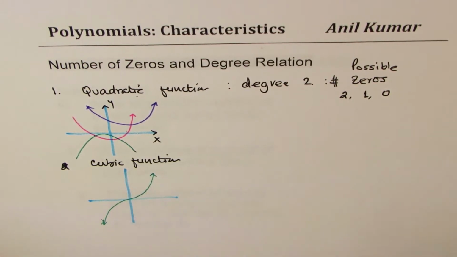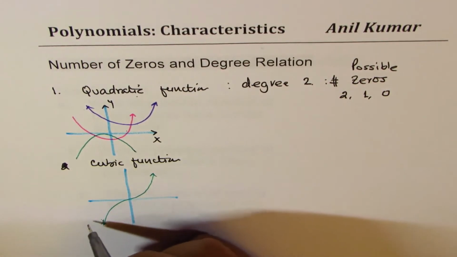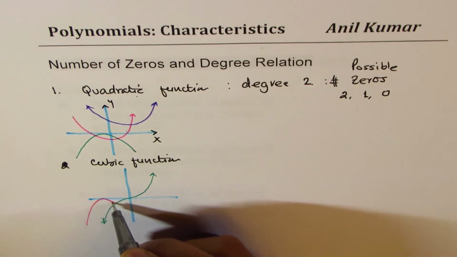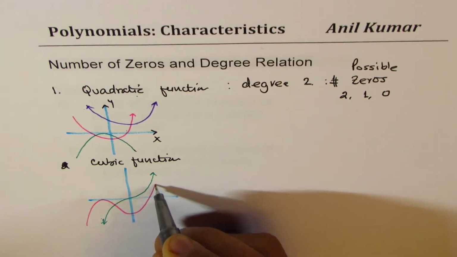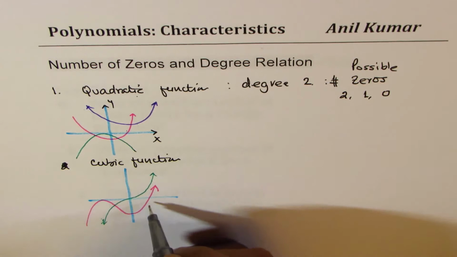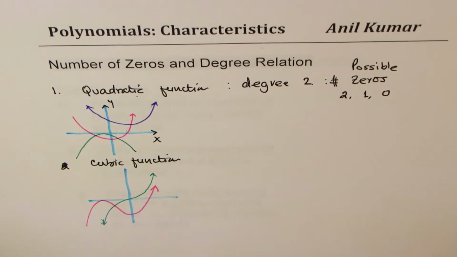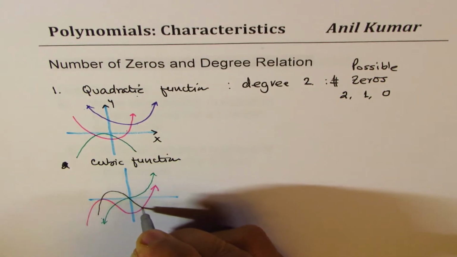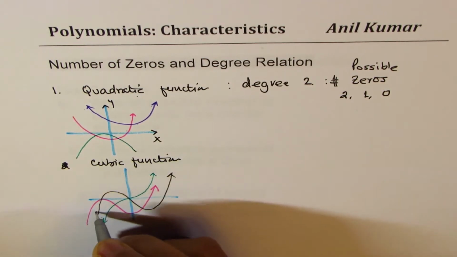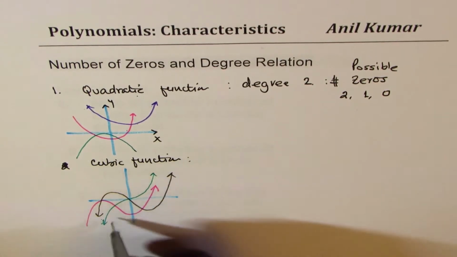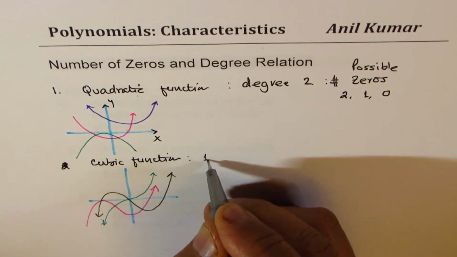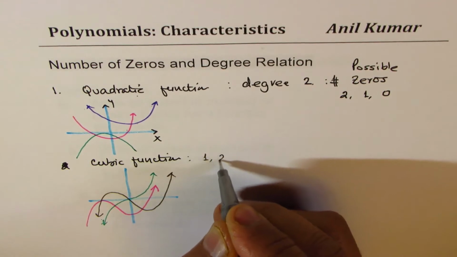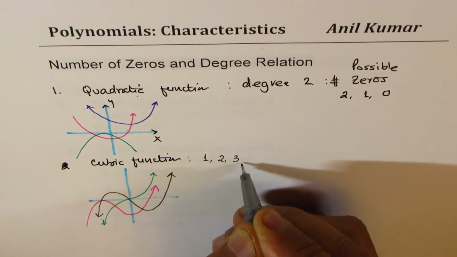Or you could have a cubic function which could be like this also. It could turn and then go, right? So here we have 2 zeros, or you could have a cubic function which has 3 zeros. So let me show that also for you. So for a cubic function, we definitely have 1 zero as minimum. We could have 2 zeros or 3 zeros, right?